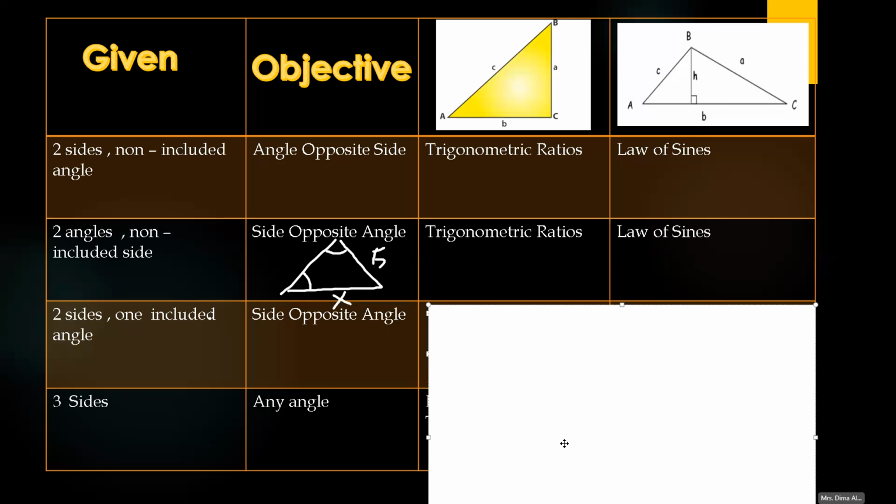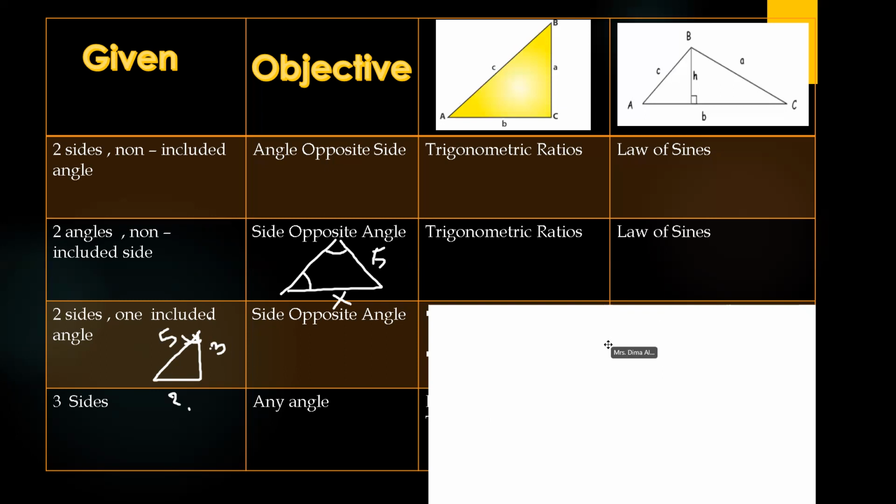Now, if you have two sides, like this one here and this one here, and an included angle between them, how can you find the side opposite the angle? How can you find this side here? You will use the Pythagorean theorem, and you can use the trigonometric ratios. So here, in order to solve the right triangle, or if you have two sides and one included angle and you need to find the side opposite the angle, you can use the Pythagorean theorem or trigonometric ratios.